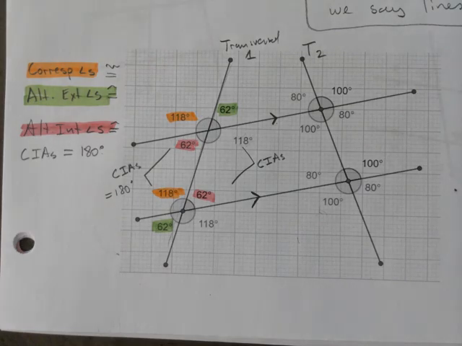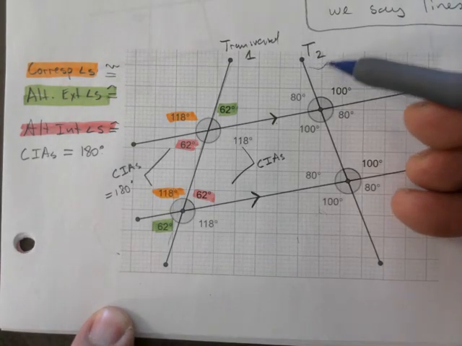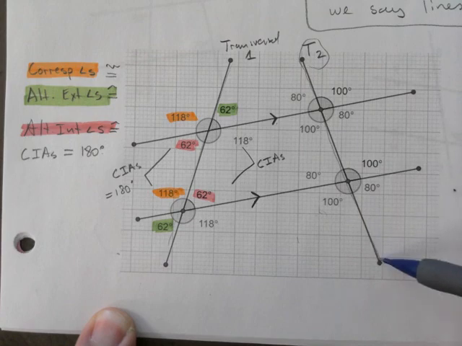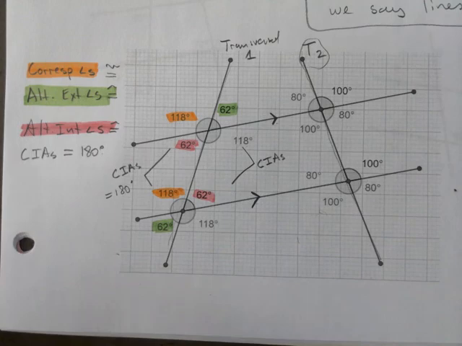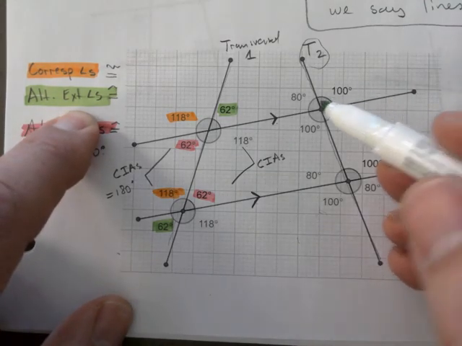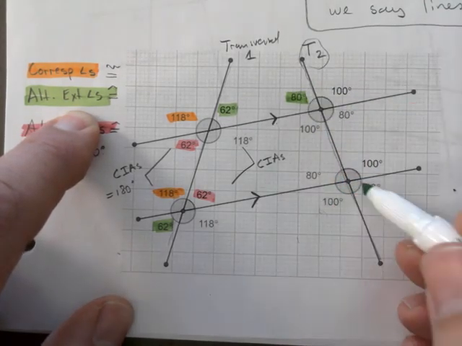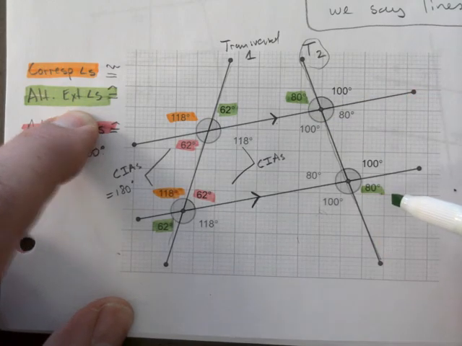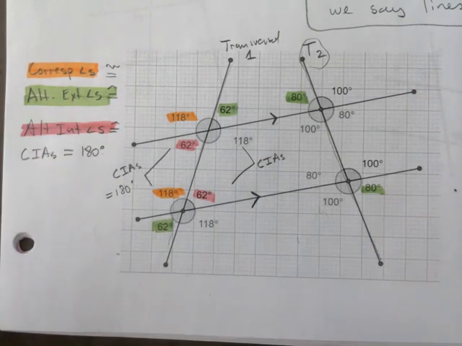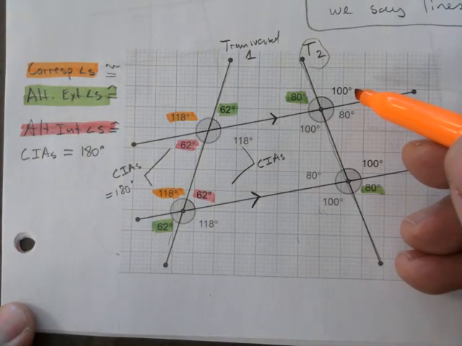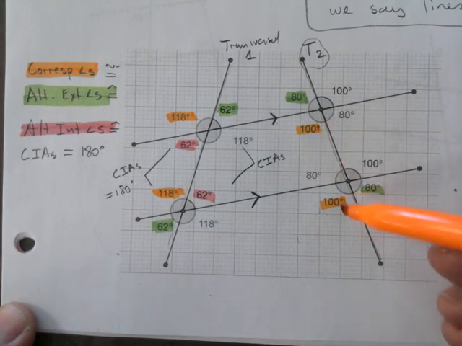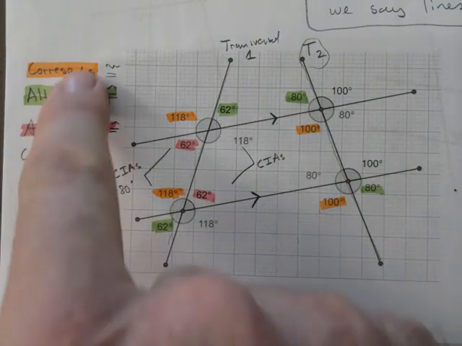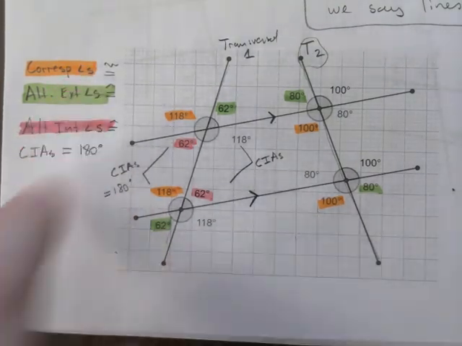So you're like, okay, Mr. Dixon, what if I chose this transversal here, cutting these two lines? Well, let's see. My alternate exterior are, can I call this one alternate exterior to this one? Right? They're congruent. That's good. We're good there. Corresponding. Let's pick a pair of corresponding. I'm going to go 100 and 100. These two are corresponding. And I'm using the color code that I've used here, by the way.